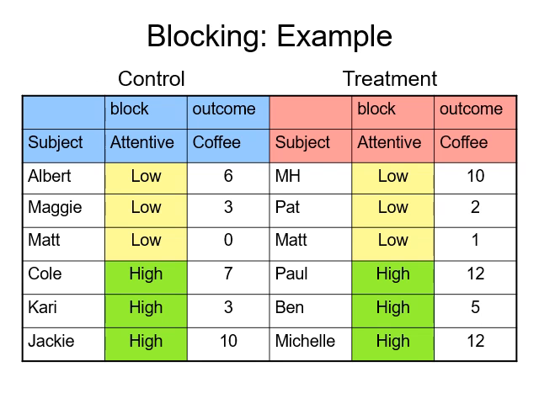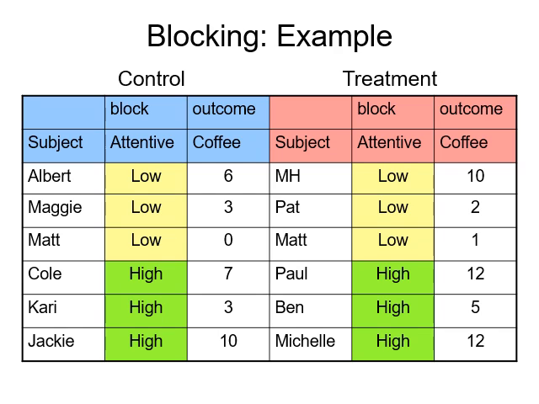So again, here's another quick blocking example. In this case, we're not making the argument that the first level, low attentive Albert, is the same as low attentive MH. We're simply saying that the people that have a low attentiveness probably have a different coffee consumption than those people with a high attentiveness. So we're going to measure attentiveness, and instead of using it as a continuous variable, we're going to use it as a blocking variable, in this case a two-level one. We're going to create a high and low category.